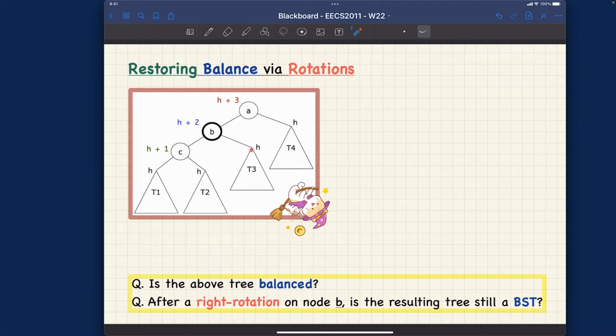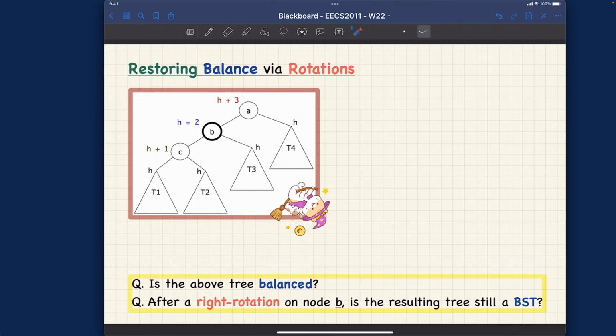And then we have, let's say, T3 and T4, also of height h. Accordingly, the height for this node will be the maximum of h plus 1 and h, which is h plus 1, and then plus 1. So that's why you get h plus 2. And the height for this node over here will be the maximum of h and h plus 2, which is h plus 2, and then plus 1. You get h plus 3 for the height of this node. So that's the tree we have. Of course, this is just one example tree. When we do the exercises, you might see other shapes of the tree as well.